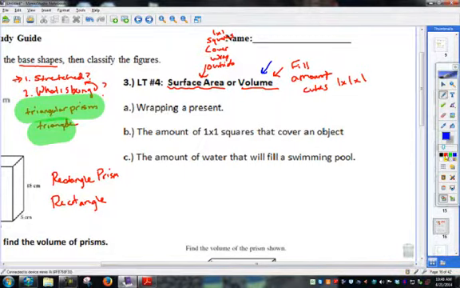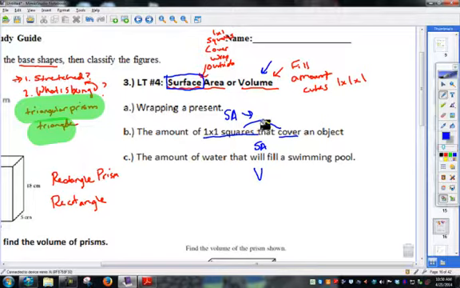Okay, I don't remember where I left off. Anyway, you should have gone through here. Wrapping a present, again, you're putting something just simply on the surfaces of the object. So that would be obviously surface area. The amount of 1 by 1 squares that cover, there's two keywords right there. It's going to indicate surface area. And the amount of water that will fill a swimming pool, definitely going to be volume.